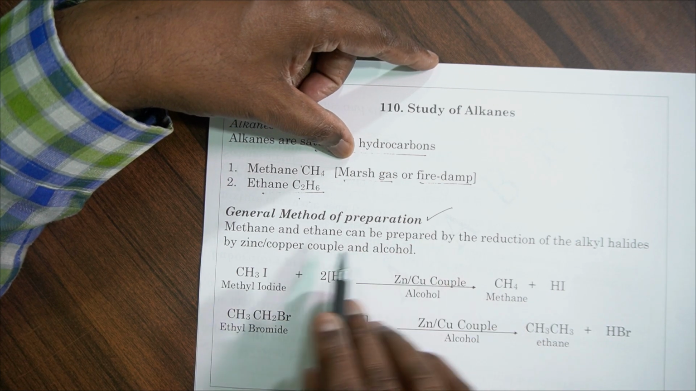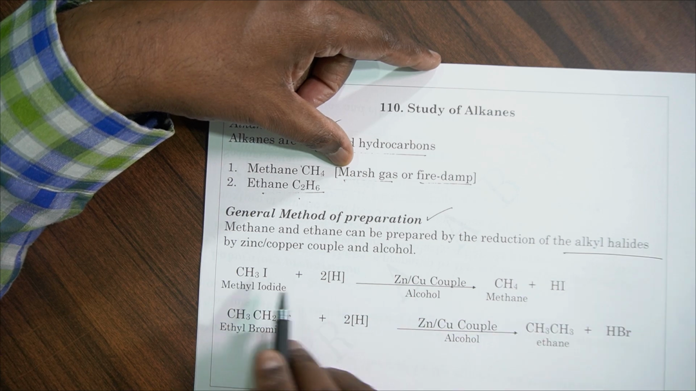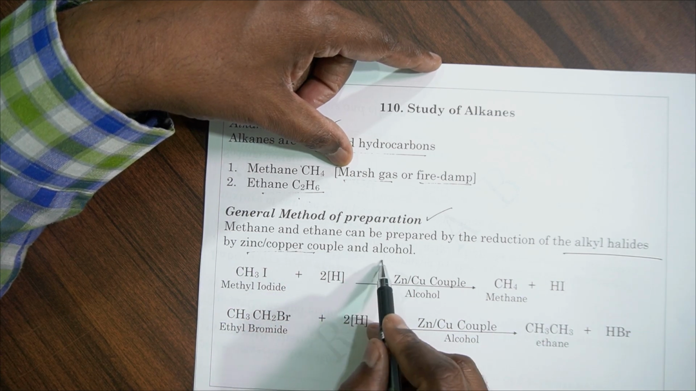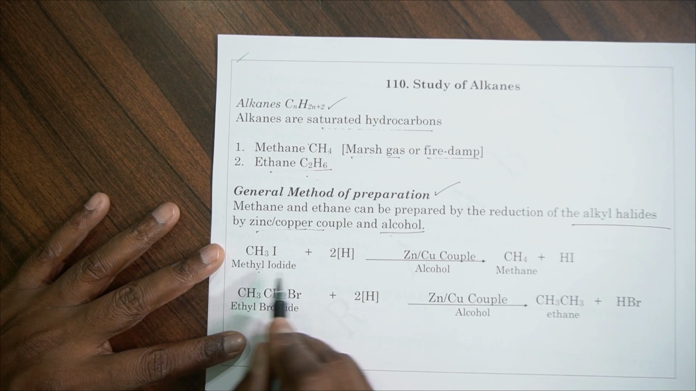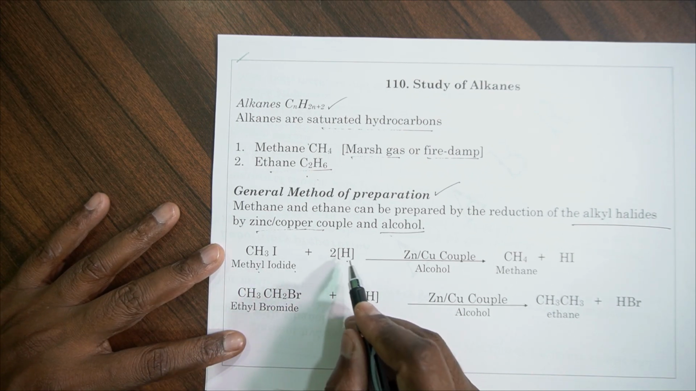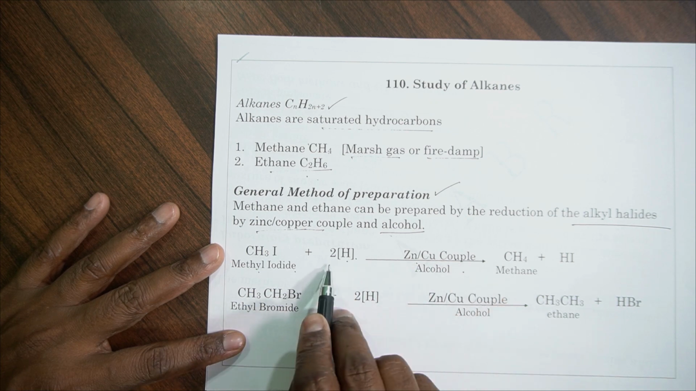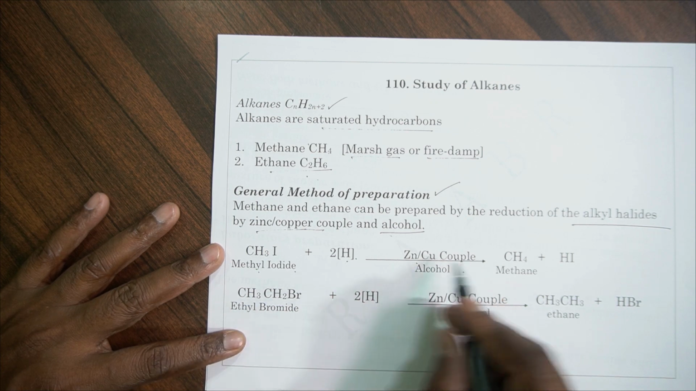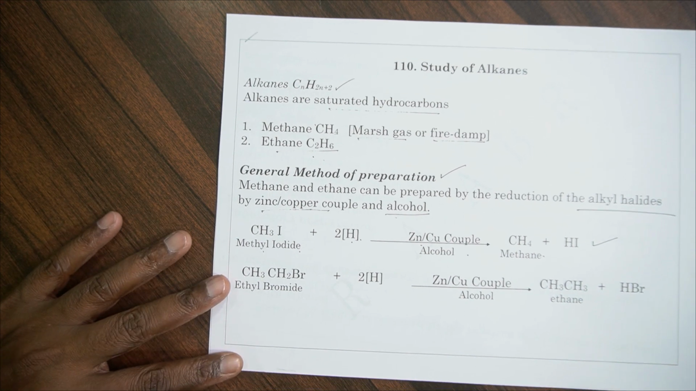The general method is that methane and ethane can be prepared by reduction of alkyl halides by zinc-copper couple and alcohol. Example, methyl iodide is reduced; nascent hydrogen is used, from zinc-copper couple and alcohol. When heated, they produce nascent hydrogen, and you get methane and hydrogen iodide. So this is how methane is prepared.